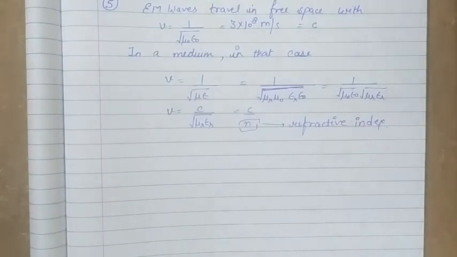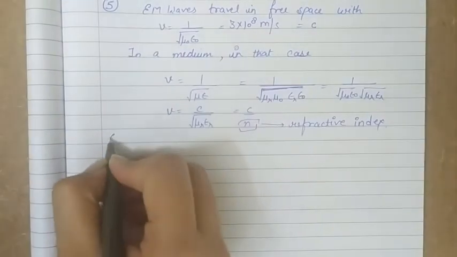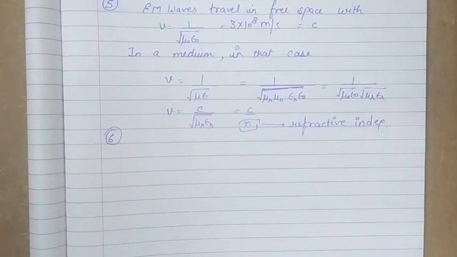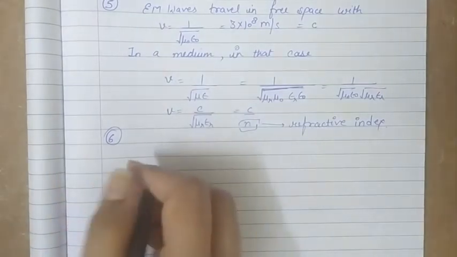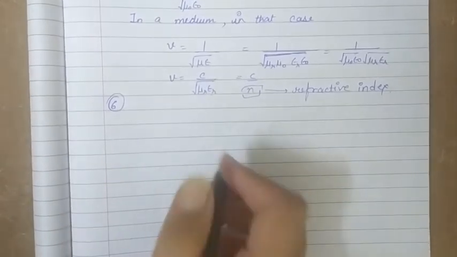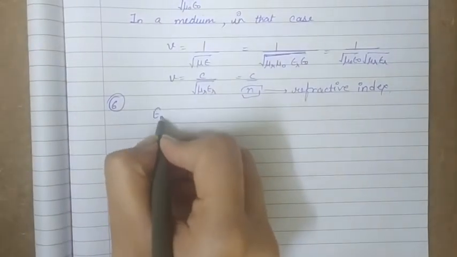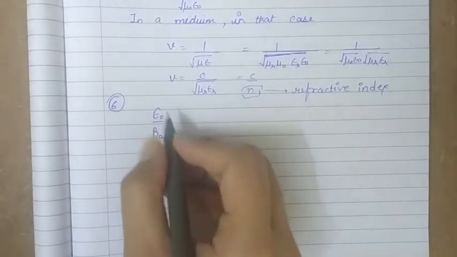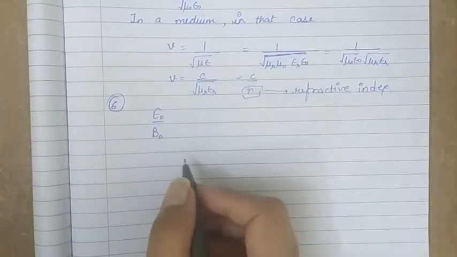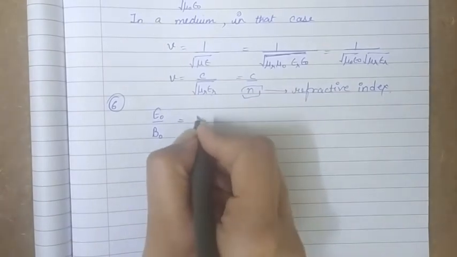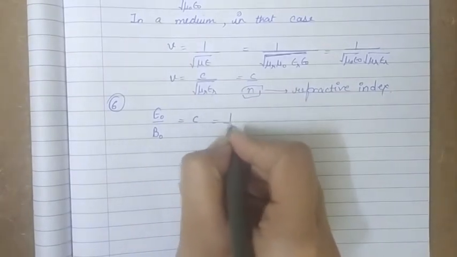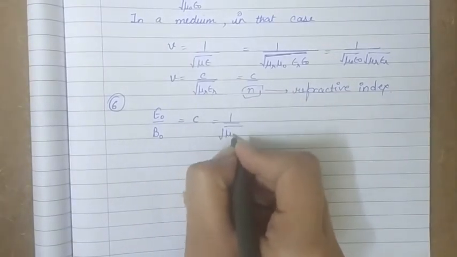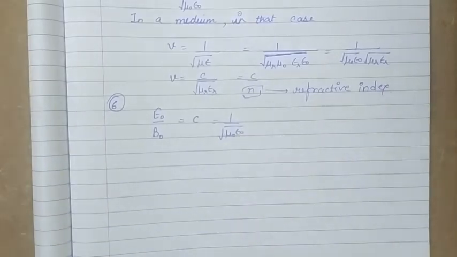So moving to the next property. The next property is the amplitude ratio of the electric and magnetic fields. Amplitudes are the peak values attained by these fields. So the amplitude ratio means E naught upon B naught. The amplitude ratio of the electric and magnetic field is equal to c, or we can write it as 1 upon under root mu naught epsilon naught. So this ratio is c.